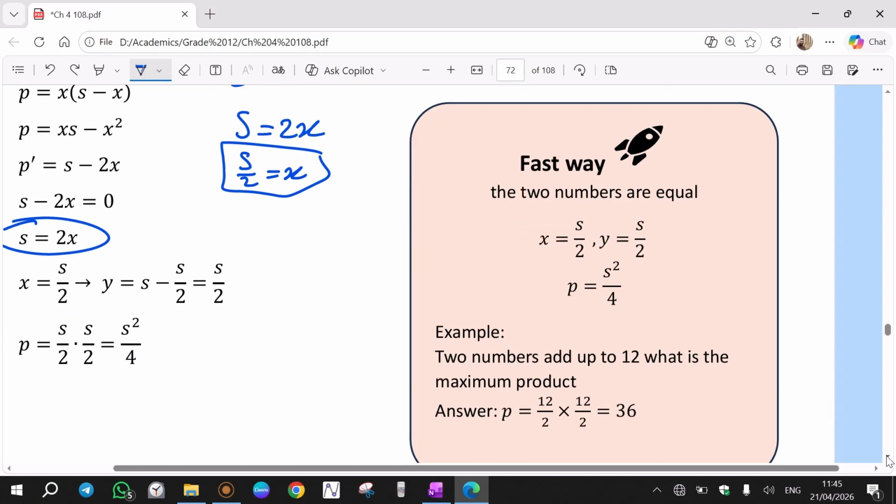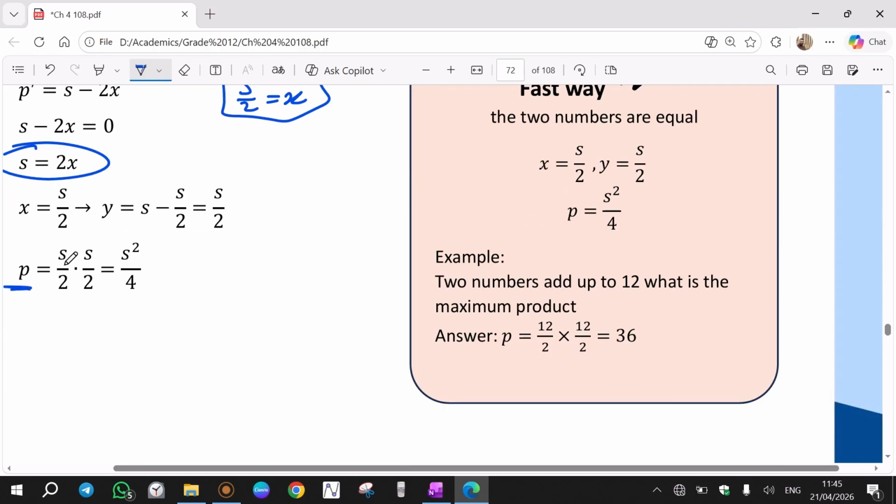Then the product is x times y. This time the product is going to be s over 2 times s over 2. Why? Because this is x and this is y. When we multiply, we get s squared over 4. This question came back in Wizari and they asked only for the value of x.